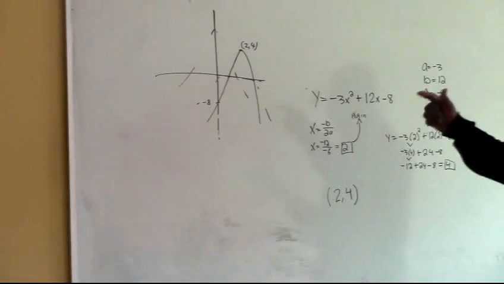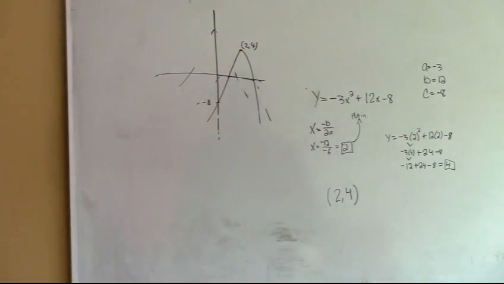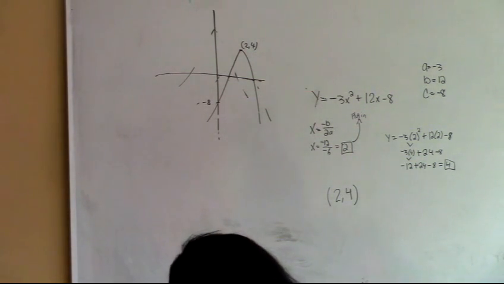So what about number 3? Number 3 is asking for the axis of symmetry, so we do the same thing. Because x is equal to our axis of symmetry.